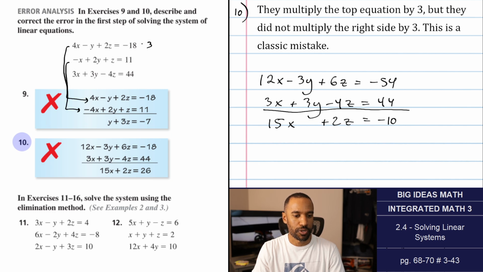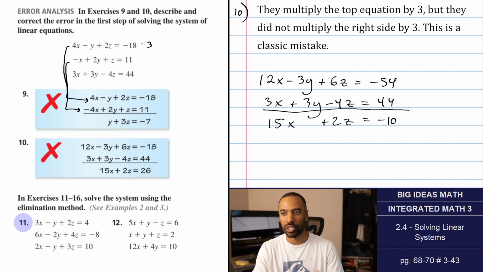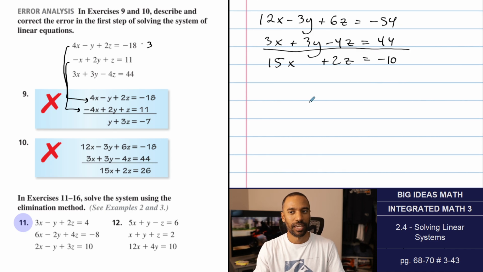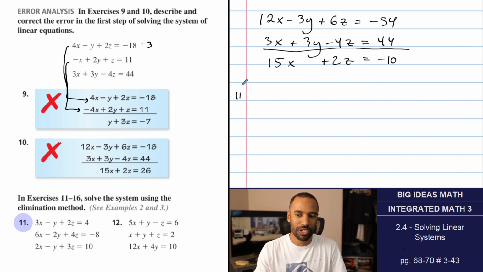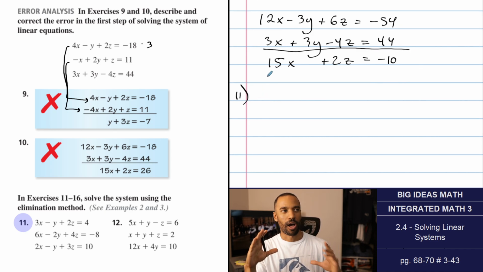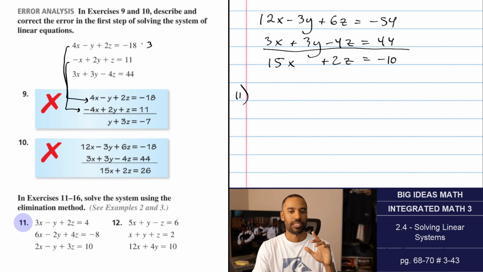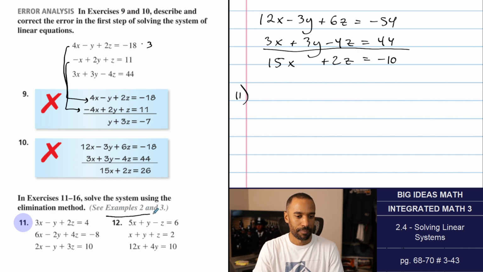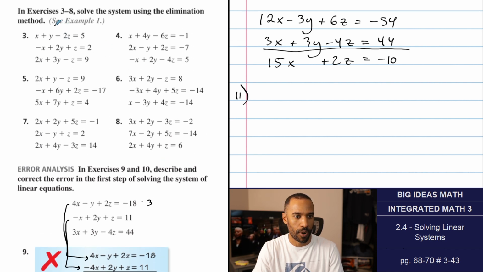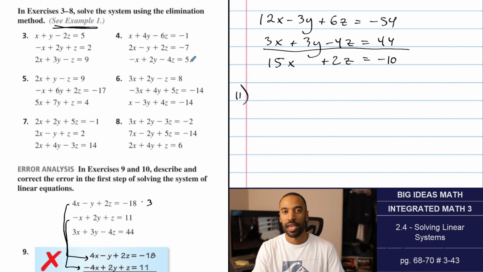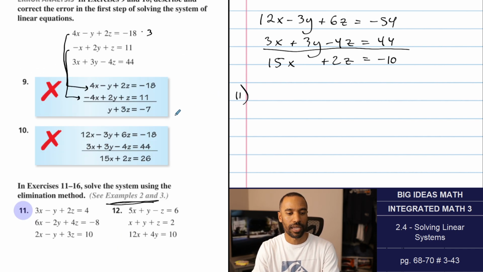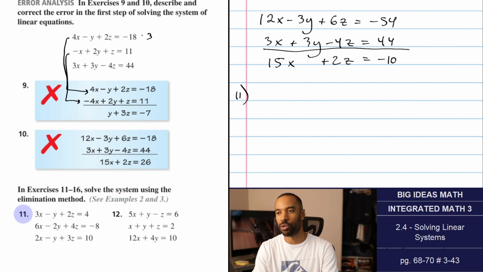11 through 16, solve using the elimination method. So probably no change there. The one difference is, and I don't know if I like this so much, because they're blocking this section. They do say see examples 2 and 3. Now, we did the lecture together before. My guess is this will say see example 1. Yup. And if you guys remember, example 1 was a one solution case. Examples 2 and 3 were either infinitely many solutions or no solutions.